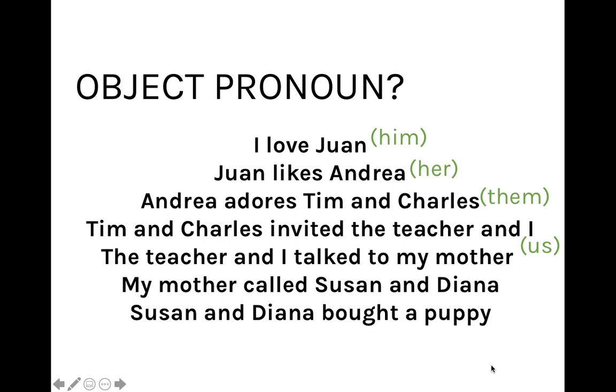The verb is talked, and the object of the verb is my mother. My mother is she, so the object pronoun we use is her. The teacher and I talked to my mother is the same as the teacher and I talked to her.